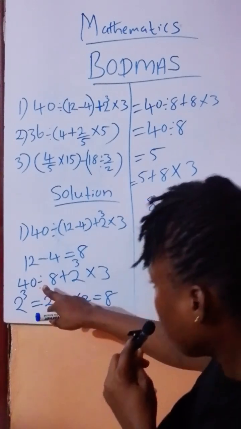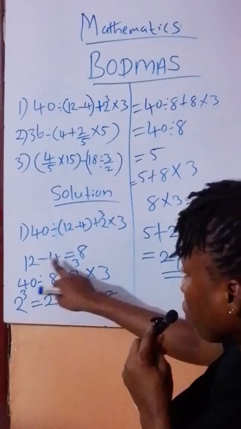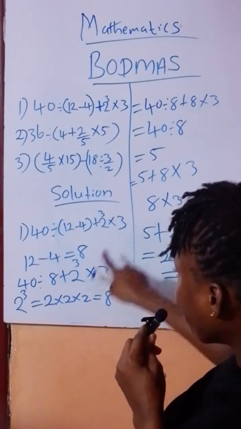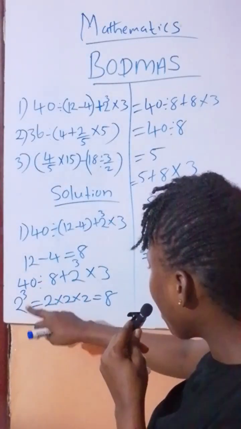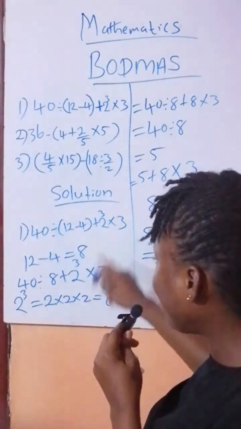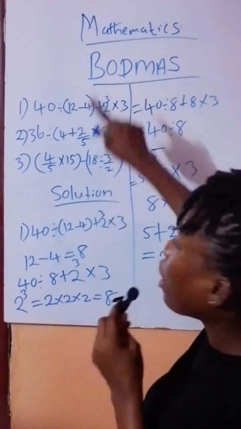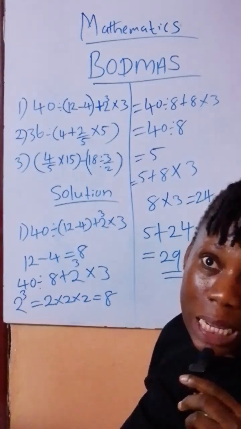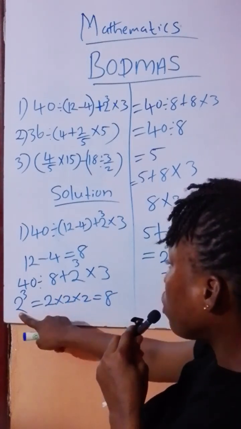40 divide 8, which is the 8 that we got when we said 12 minus 4, plus this 2 raised power 3 from our initial question, times this 3. Then what comes next? Then we have 40 divide 8 plus 2 raised power 3 times 3. What comes next is power, because order comes first before division. Because I told you that order can mean power or root.